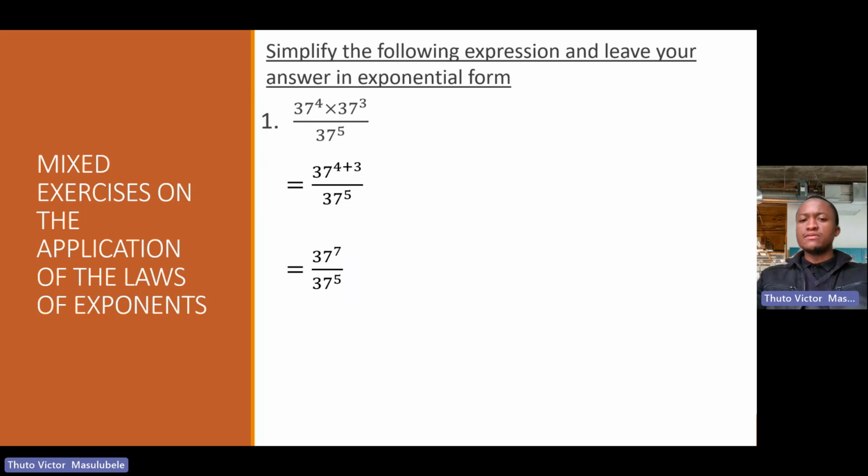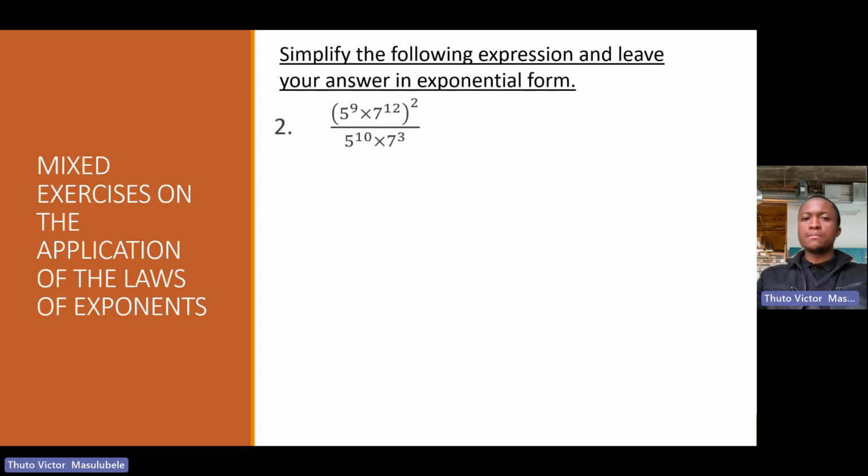And then you realize that you are dividing powers with the same base. So what you do is that you keep your base and you subtract the exponents. And then you'll be left with 37 to the power of 2. Remember, they said leave your answer in exponential form.